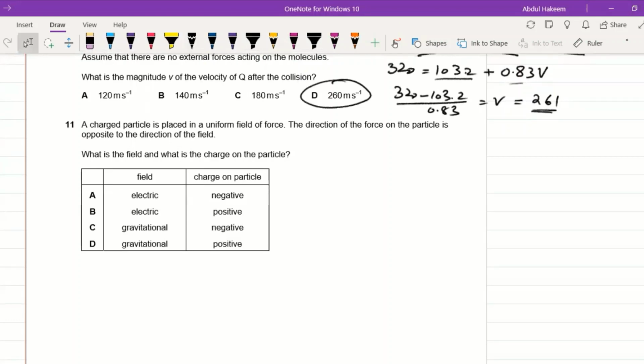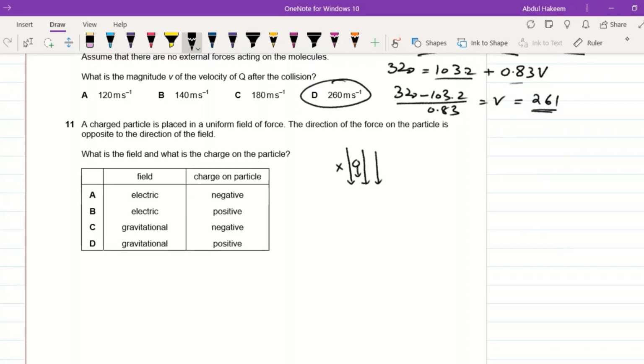Next, the question is, a charged particle is placed in a uniform field of force. The direction of the force on the particle is opposite to the direction of the field. Look, if the field is gravitational, then the force on the object is downward. So this is not the gravitational field.